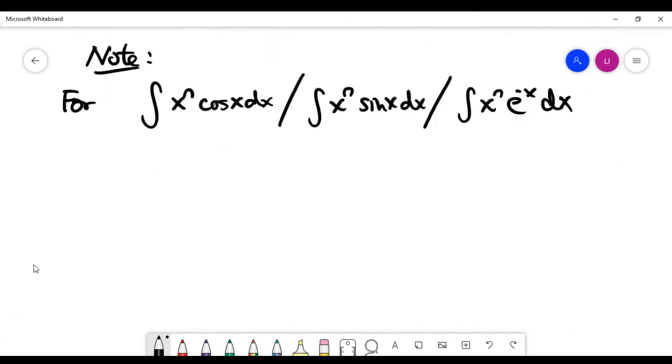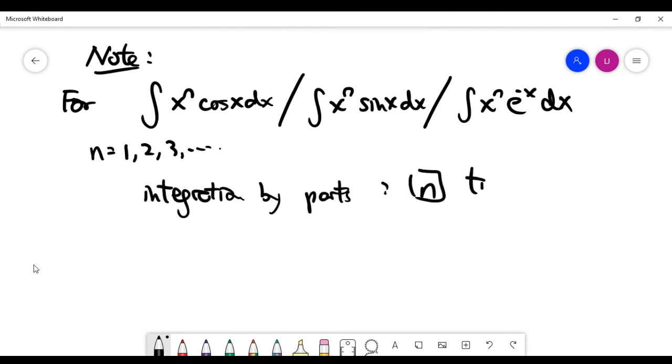So let me make a note here. If you are encountering an integral which is the product of two functions, like a x to the power n term times cosine or sine or e term, so n must be a positive integer like 1, 3, 4, etc. And we can always solve it by integration by parts n times, depending on the value of n, which is the power of x. And every time we do the integration by parts, we can reduce the power of x by 1.